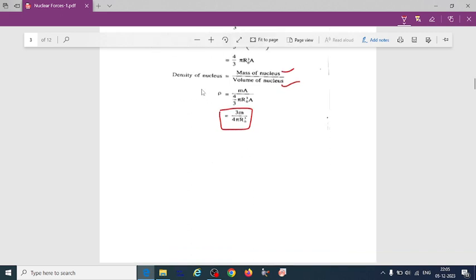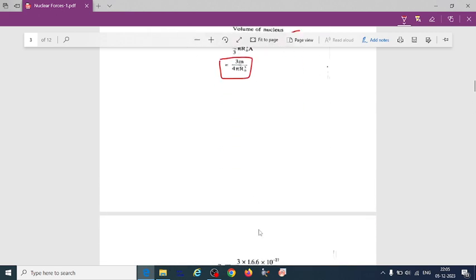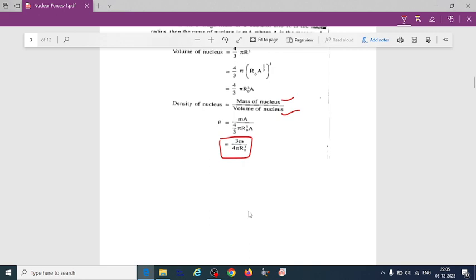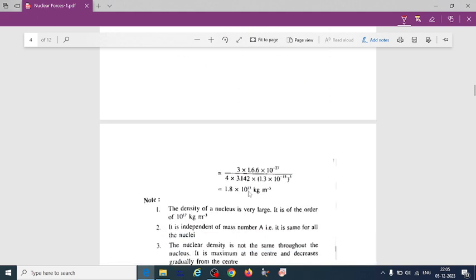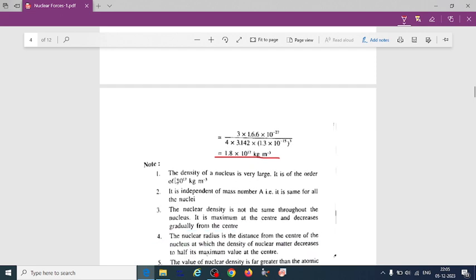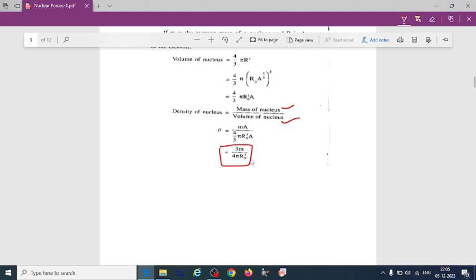So for the density of the nucleus, you can put in the mass of the proton and the R naught value, and pi is 3.142. Then the density of the nucleus is 1.8 into 10 to the power 17 kg per meter cube. So the density of the nucleus is very large, of the order of 10 to the power 17, and it is independent of the mass number A. You can see here that it is independent of the mass number.